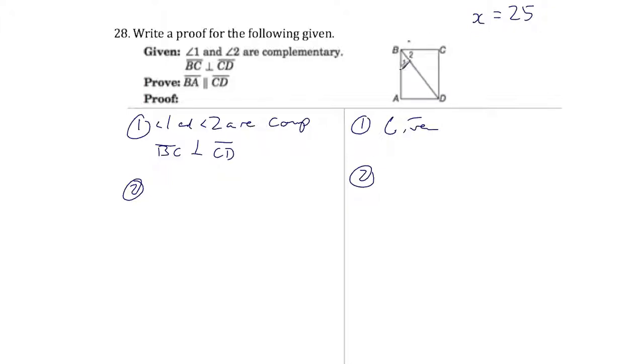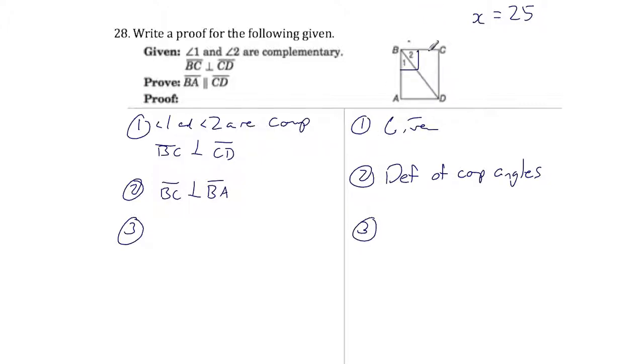Well, if angles 1 and 2 are complementary, that means that this line here, BC, is perpendicular to that line there, BA. We can say that that's because of the definition of complementary angles, or complementary angles make right angles, lines are perpendicular, however you want to explain that. We already know that BC is perpendicular to CD, so we can actually already say that BA is perpendicular to CD.